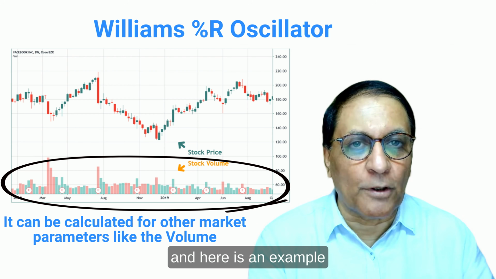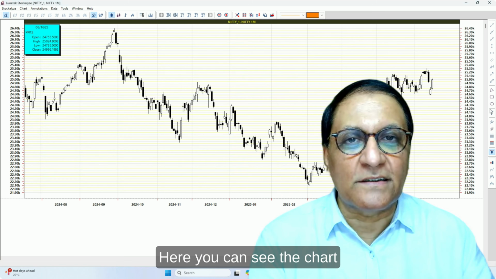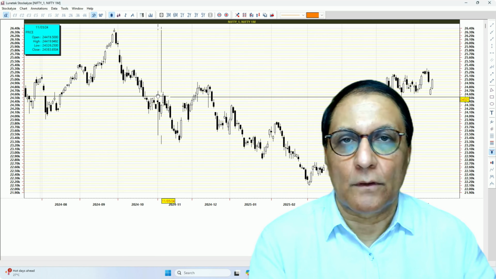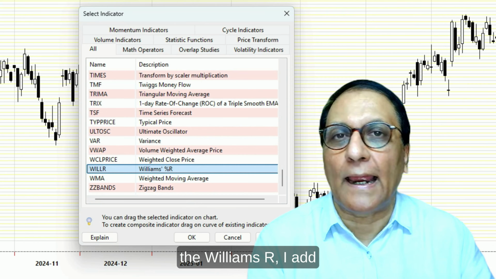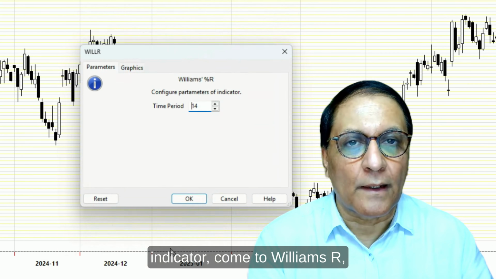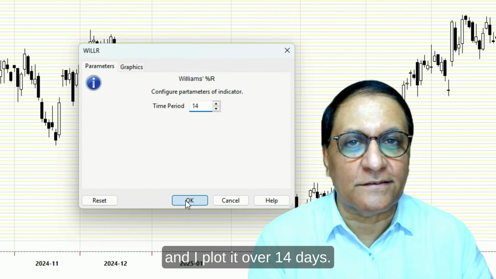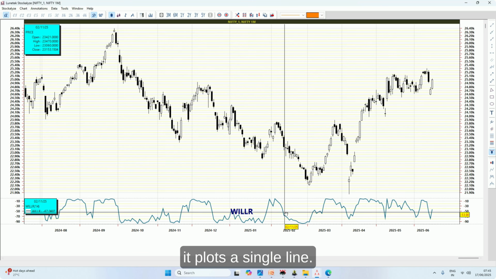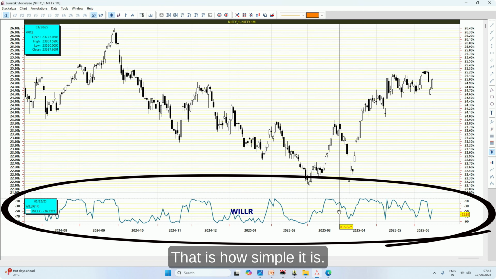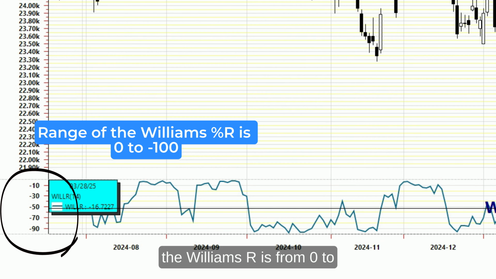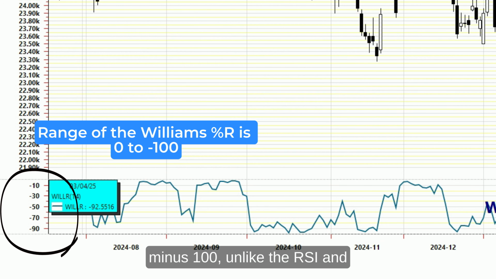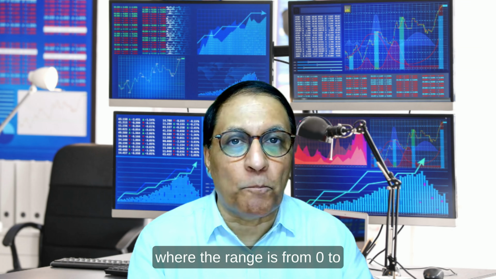And here is an example of how it is plotted. Here you can see the chart of Nifty futures. In order to plot the Williams R, I add indicator, come to Williams R, and I plot it over 14 days. When I do that, it plots a single line. That is how simple it is. The only difference you will notice is that the range of the Williams R is from 0 to minus 100, unlike the RSI and the stochastic oscillator, where the range is from 0 to plus 100.